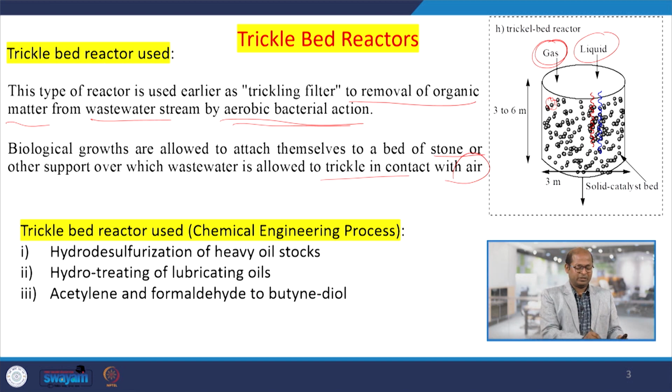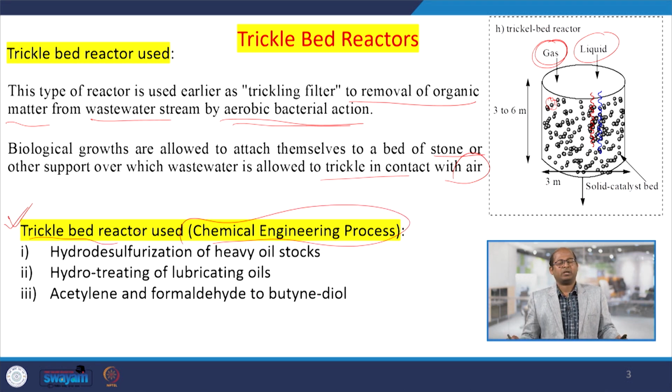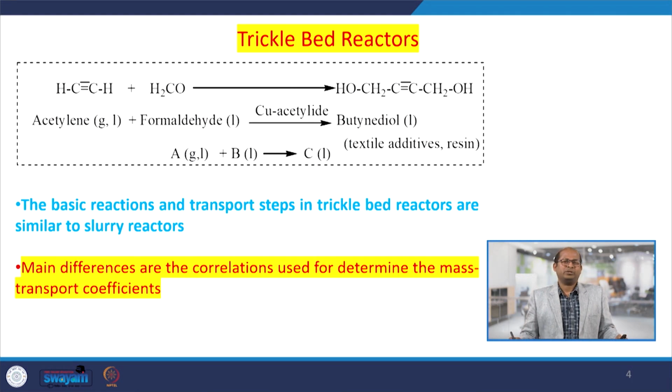Nowadays, from a chemical engineering point of view, the trickle bed reactor is used in the chemical industry, basically for hydrodesulfurization of heavy oil stocks, hydrotreating of lubricating oils, and some others such as acetylene and formaldehyde to butanediol. These chemicals are usually prepared using one gas component and another liquid component as reactants. These are a few examples I am showing. For gas, liquid and solid phase reactions, we can use this particular type of trickle bed reactor.